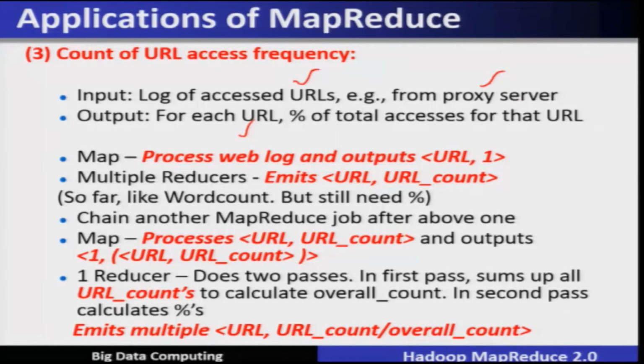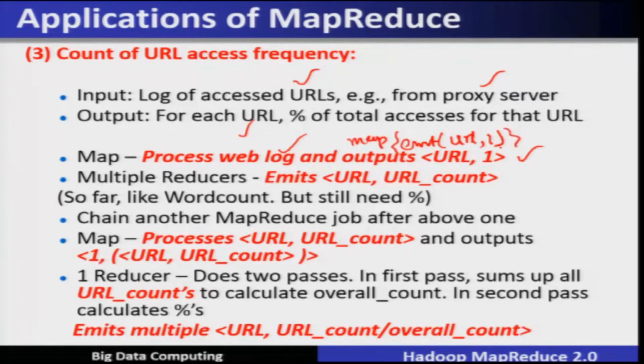We have some other applications. So, how to find out, for a particular URL, the percentage of accesses for that URL according to that log. The map for this program will take the web log as input, and for every URL it encounters in the web log, it will emit the URL with the value 1. The map function will do this output.